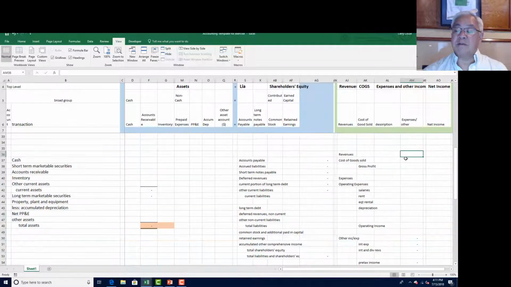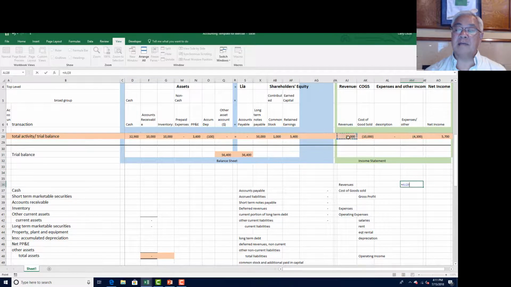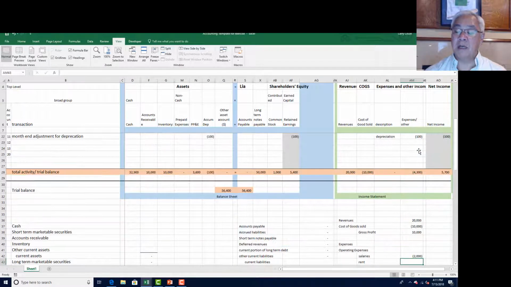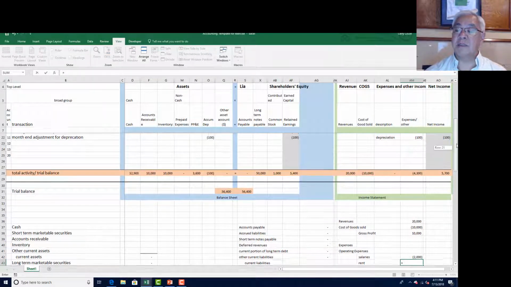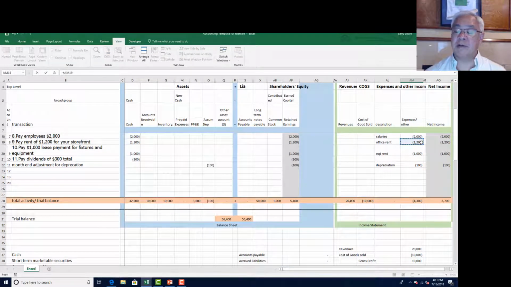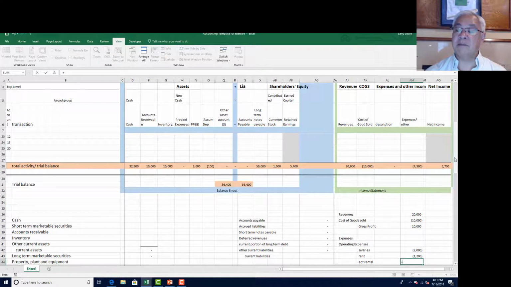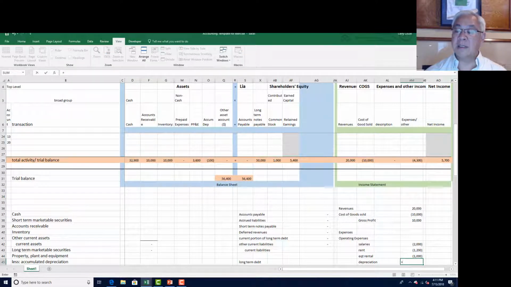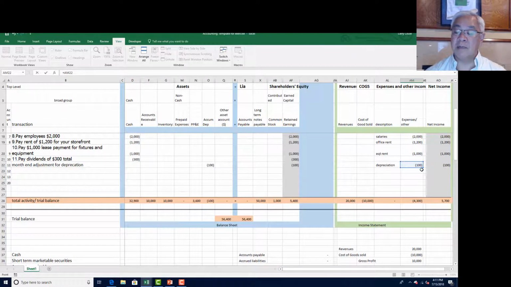All right. So revenues, we can just say from above, revenues equals that, 20,000. Cost of goods sold is 10,000. Gross profit is the net, or 10,000. Expenses, we've detailed it out. Salaries, we'll just go up to the section with salaries right there. Grab that number. Office rent, we'll go up to the section here. Office rent, 1,200. Next, equipment rental, that was $1,000 right there. And next is depreciation, that was $100 right there.